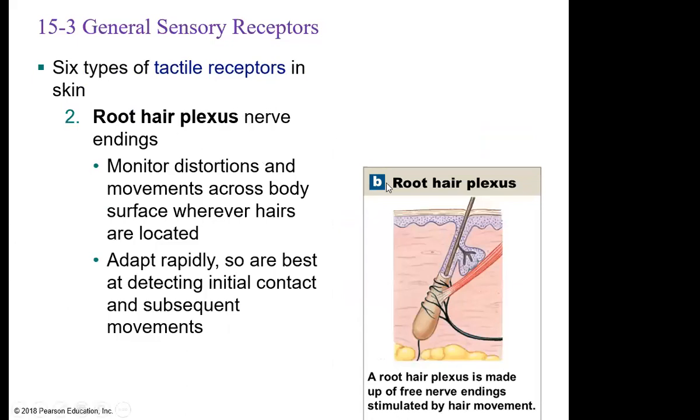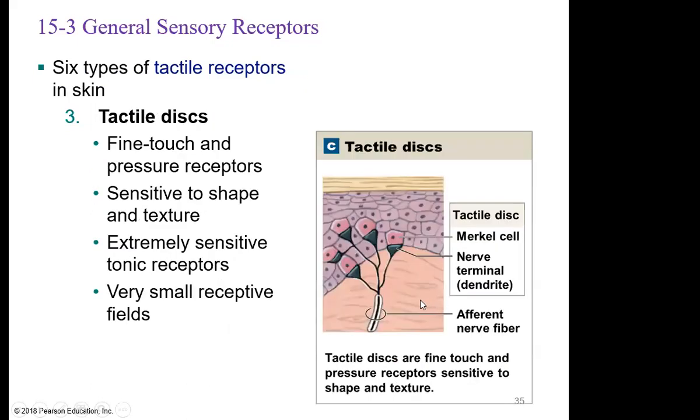Root hair plexus, obviously, is going to be that free nerve ending that is attached to the root of a hair. So they adapt rapidly. This is why they can pick up sensations of somebody brushing through the hair, somebody pulling the hair. They do adapt pretty quickly. So any distortion and any movement of hairs stimulates that free nerve ending wrapped around that root plexus.